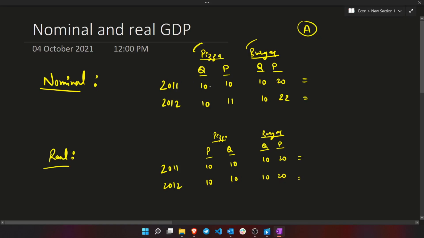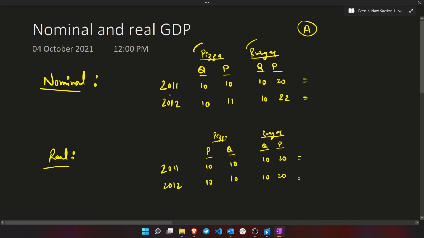In the first year it produces 10 quantity of pizza and 10 is the market value for that pizza. It produces 10 burgers and its price is 20. Similarly, in the year 2012, it produces 10 pizzas and the price is 11. Quantity for burger is 10 and the market value is 22.